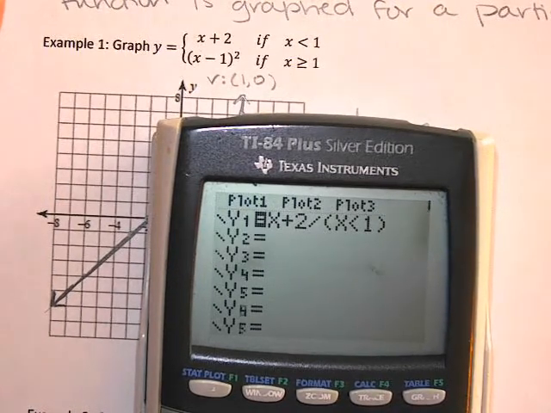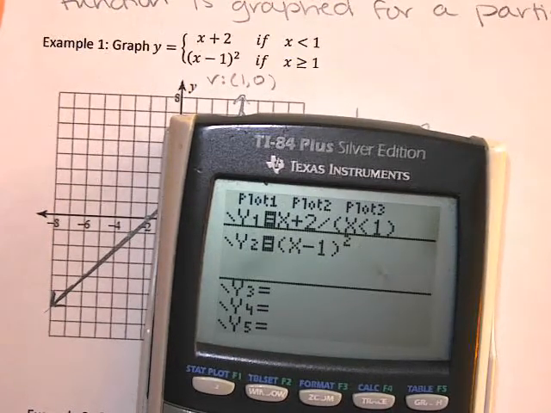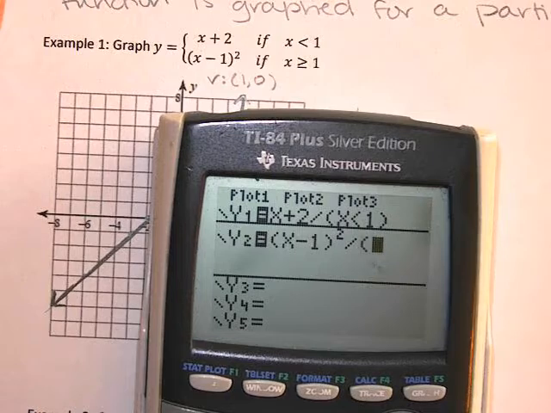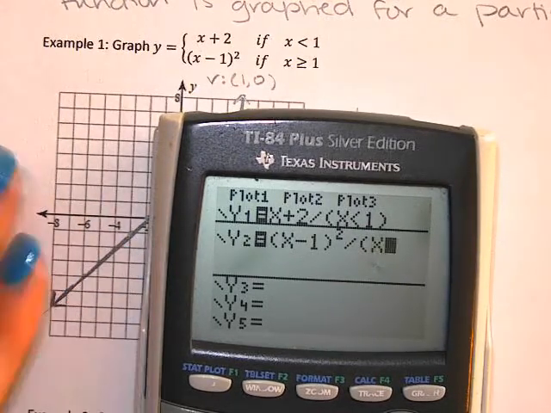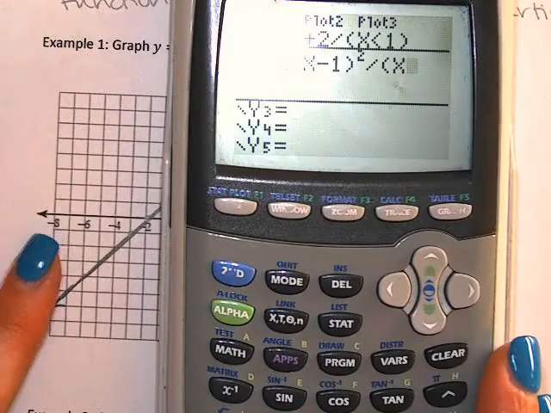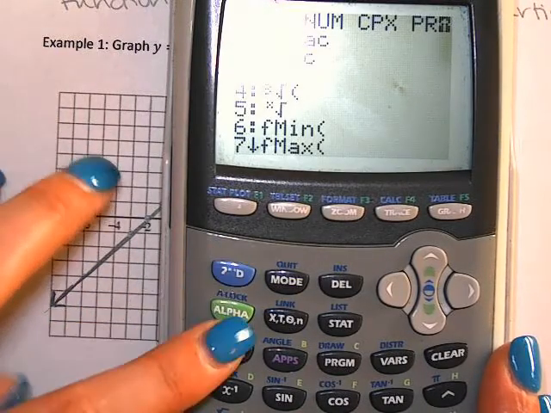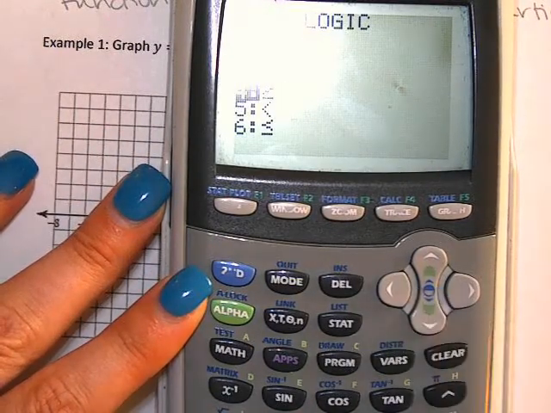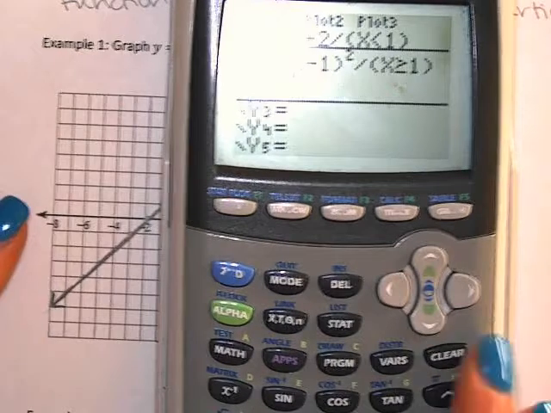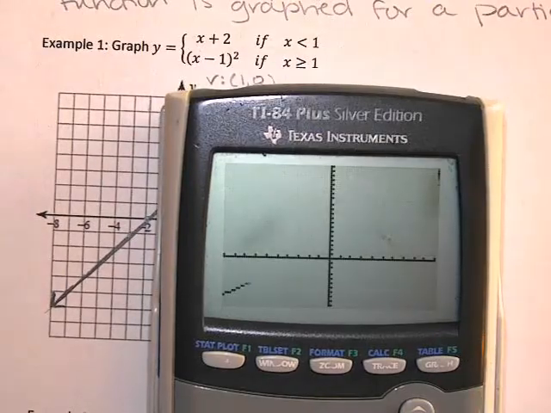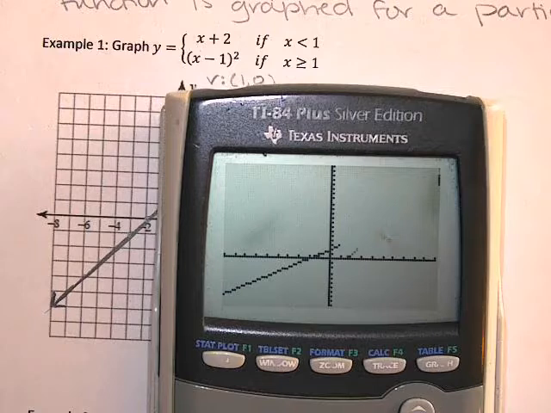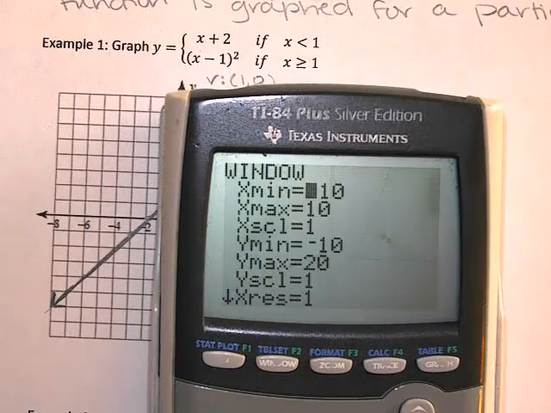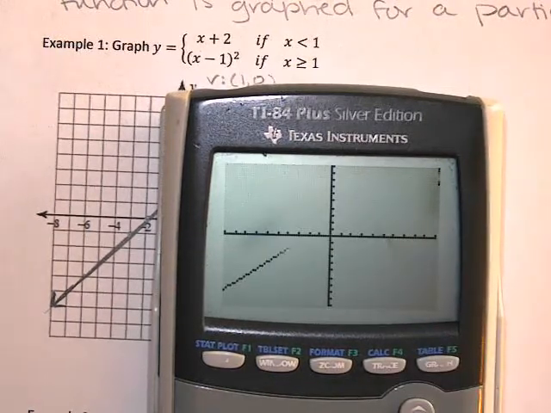Okay, now I can go down to the other one, x minus 1 squared, and now I can hit divide by and parenthesis, and I'm going to type x is greater than or equal to 1. So x, to get my greater than or equal to sign, I hit second math, greater than or equal to 1. And now if I go ahead and graph that, I'll change my window back to normal, then it looks the same as what we just graphed on our paper.